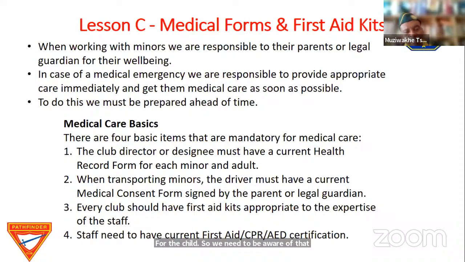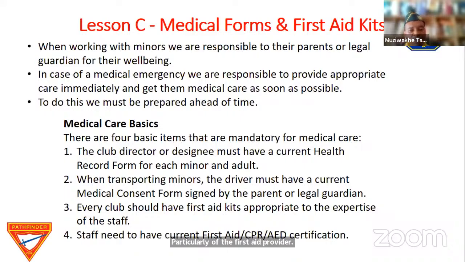Point number 3, every club should have first aid kits appropriate to the expertise of the club. There are different types of first aid kits, and some of them go with the level of competence, particularly of the first aid provider.